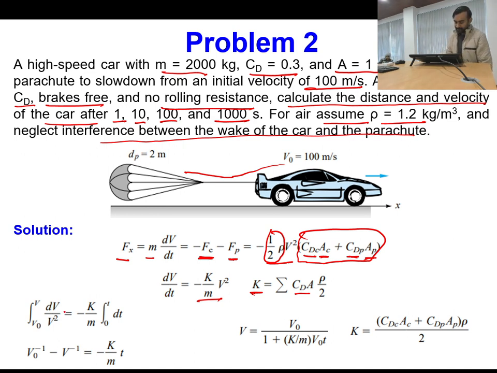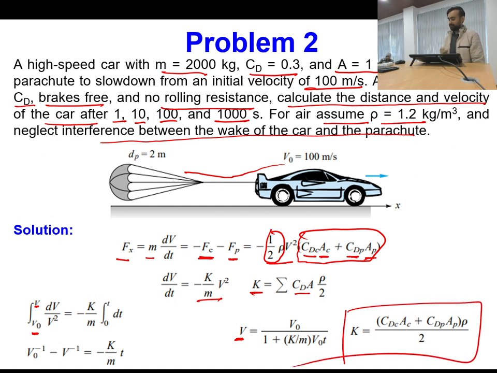So I have integrated dV by V squared from V naught, the initial velocity, to any velocity V at time t, and minus K by M integration of dt from 0 to t. From here you will find that 1 by V naught minus 1 by V equals minus K by M t after integration, and you can say that your velocity at any time t is equal to the initial velocity divided by 1 plus K by M into V naught t, where K is this value. That we already have. Is this one clear?